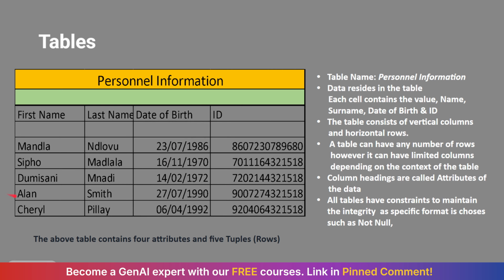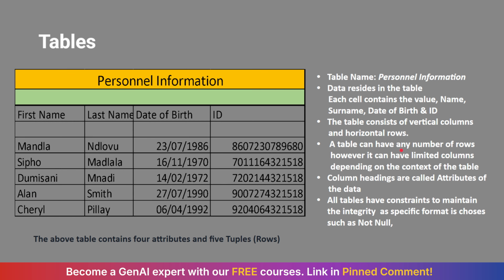This is one row. Alan Smith, 27/07/1990 is the date of birth, and this is his ID. So this is one row. Rows are also called tuples. So you can say we have 5 rows in the data. And how many columns? 4 columns over here. It's a combination of rows and columns.